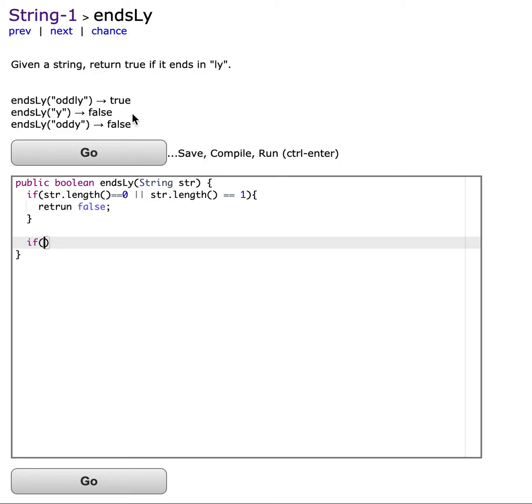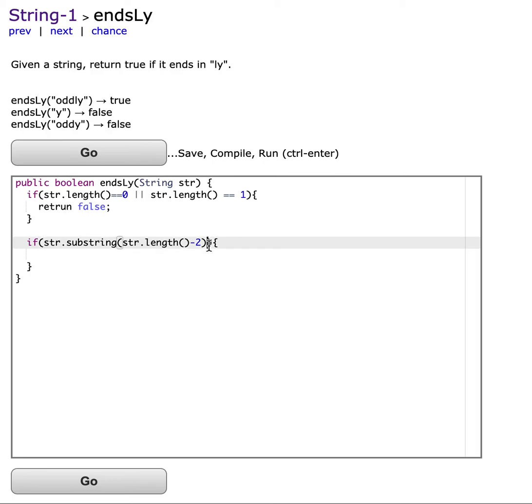Okay, now, what's on the back? So if str.substring, so str.length, okay, we have to do something about str.length. 1, 2, 3, 4, 5: "oddly" has length 5, but those two letters have index 3 and 4, so their index starts from 3, but the length is 5. What does that mean? Minus 2.